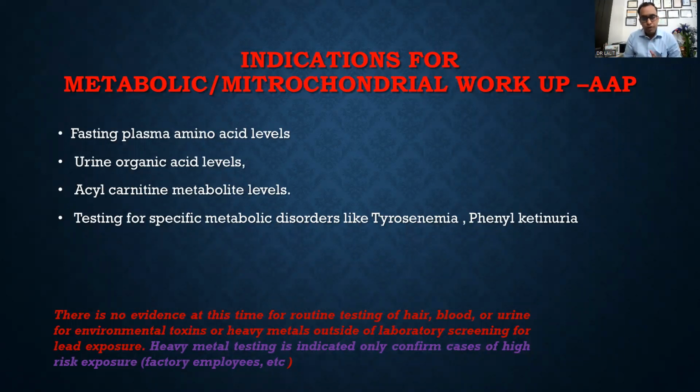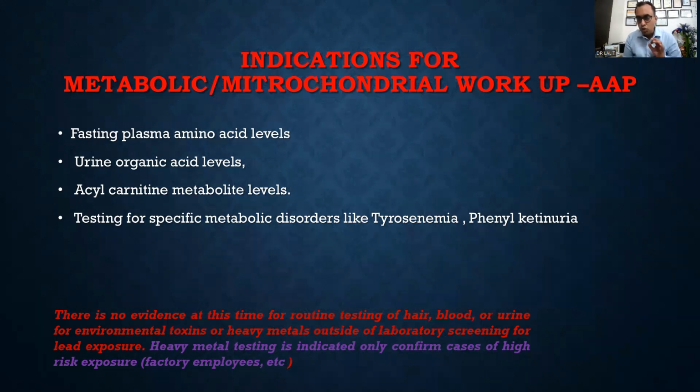Now, as of now, there is no evidence at this time for routine testing of hair, blood, or urine for environmental toxins or heavy metals outside of laboratory screening for lead exposure. So as of now, the American Academy of Pediatrics recommends only lead screening whenever a child comes for an ASD. Other than that, no other heavy metals like cadmium, mercury are recommended.